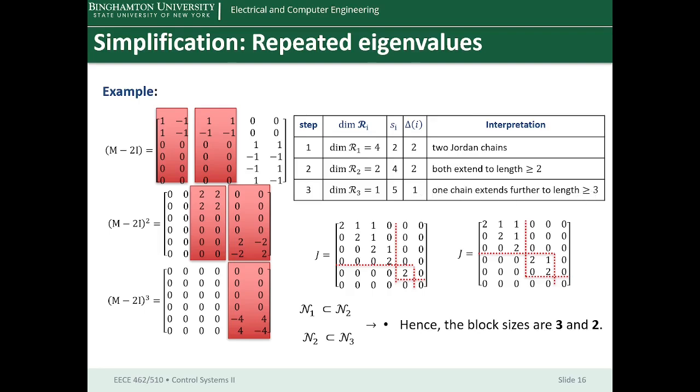It means we have two blocks, one of size 2 and another of size 3. So by observing how the null space grows as we increase the power of M minus 2 times I, we can identify both the number of Jordan chains, which equals the geometric multiplicity, and the length of each chain. See how the rank-nullity relationship and step-by-step growth of the null space reveals exactly how to construct the Jordan canonical form: not just the number of blocks, but their exact sizes.